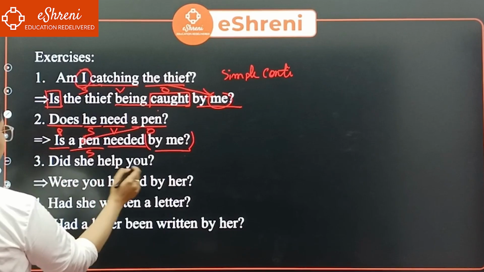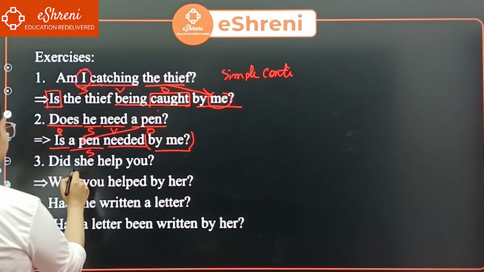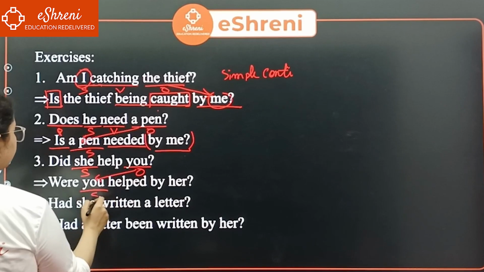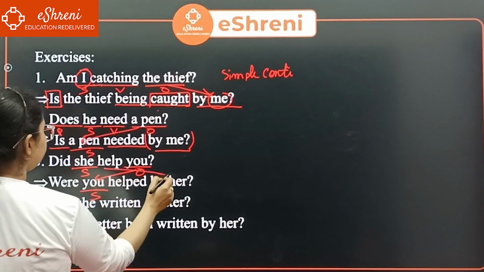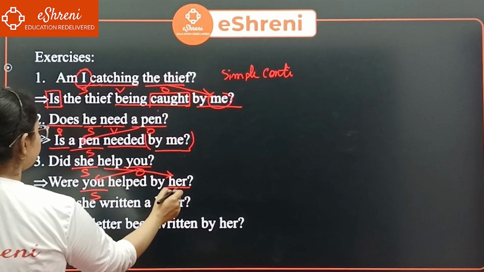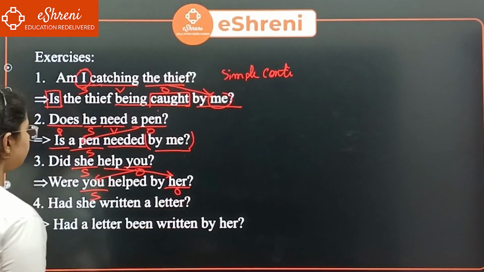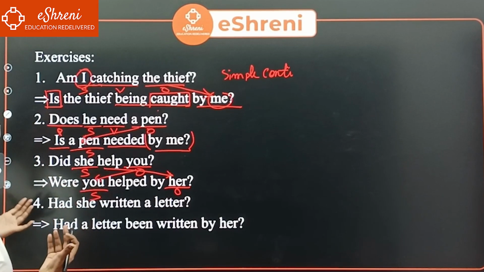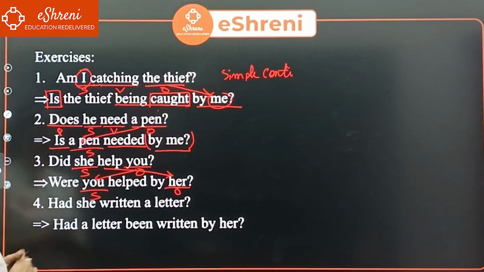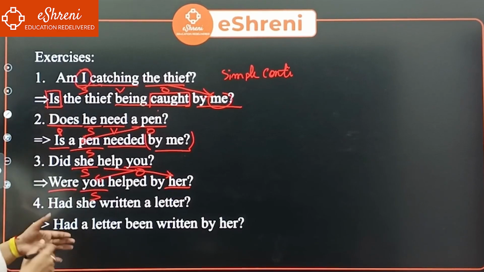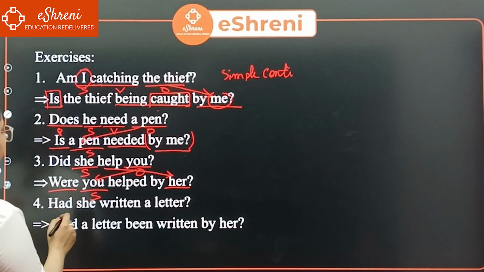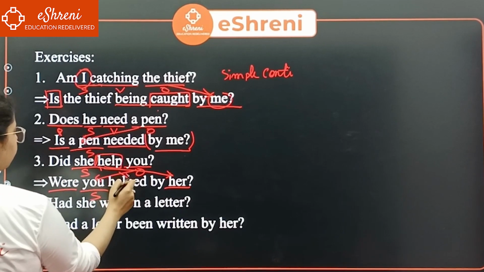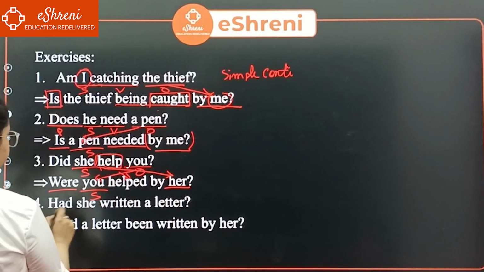Next, did she help you? Here again she is the subject and you is the object, so the object will become subject here, you, and she will come at the last. Here we will use "were" with you, a separate auxiliary verb, so we will use "were" because it is past tense. So were you helped, the past participle form of the verb help is helped, helped by her.